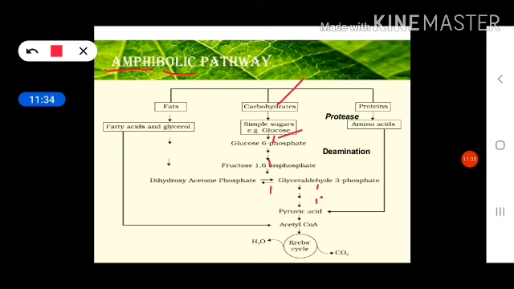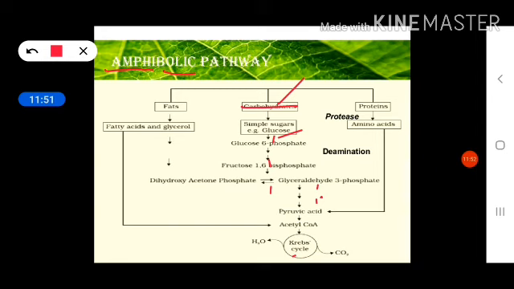So in this way, depending upon the type of cell, this catabolic process is there, but along with this, anabolism is also there for the production of various molecules. Therefore, it is known as amphibolic pathway. Okay.